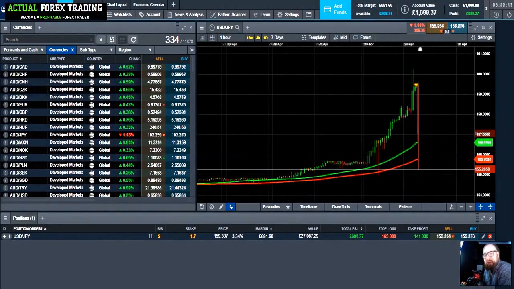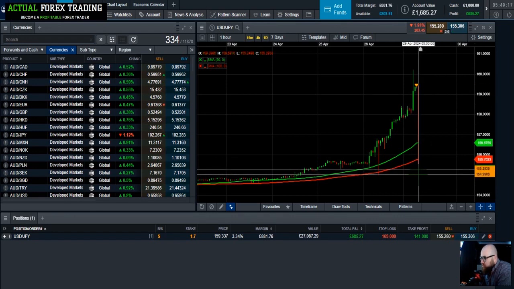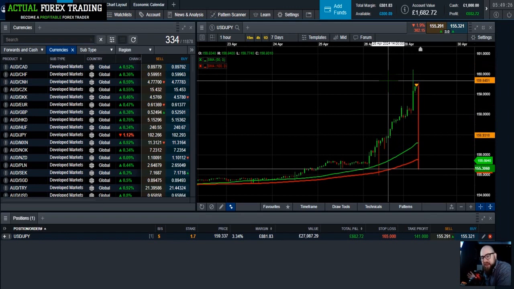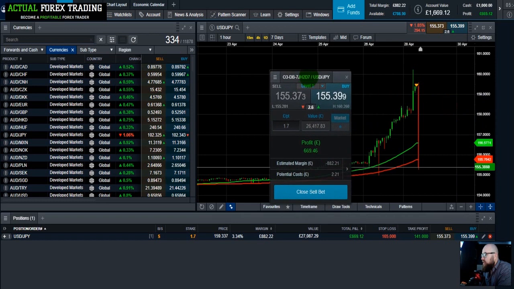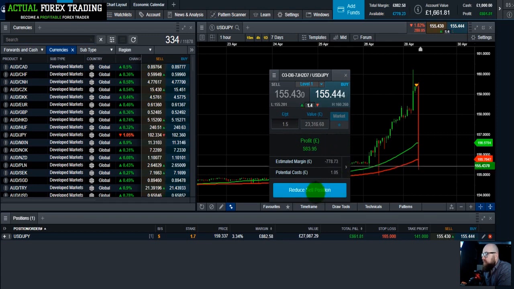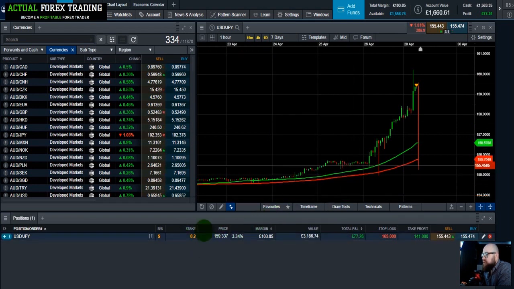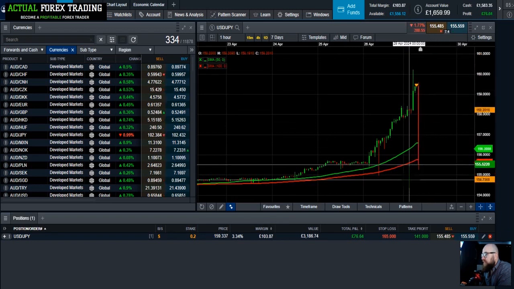Looking good currently. US dollar yen is nearing 155, will likely pierce below 155, which is around that 600 pip move from the highs here. So I'm happy to take some profit now, £680. Things are quite jumpy, so I'm going to close down £1.50. So let's close £1.50, reduce that position size. So I've got some of the position still open. The trade is not over yet.